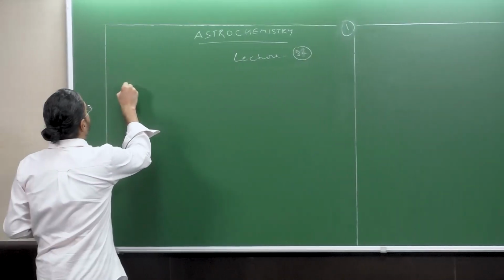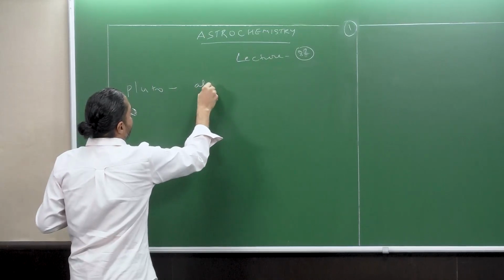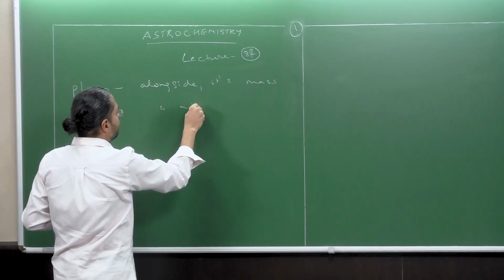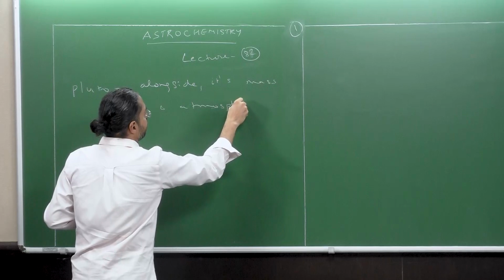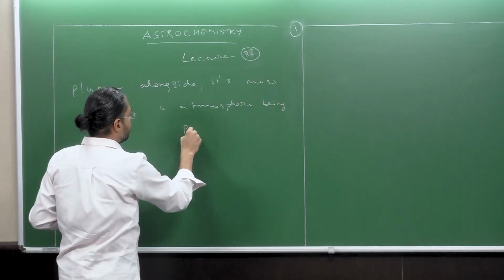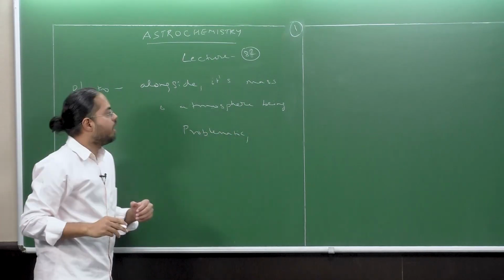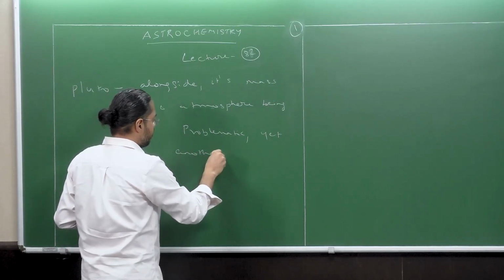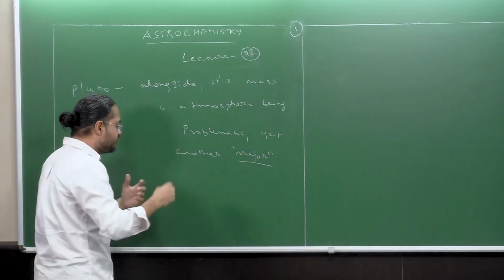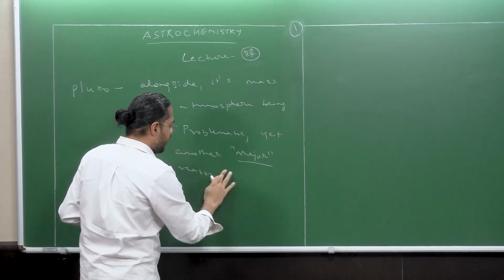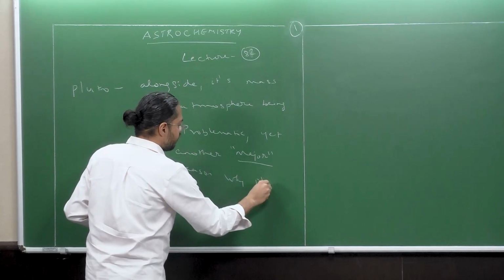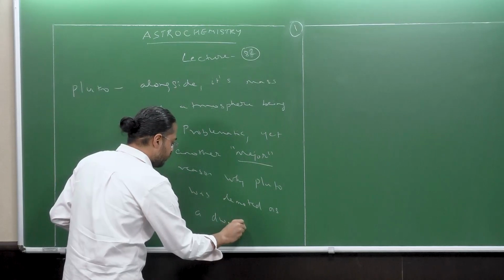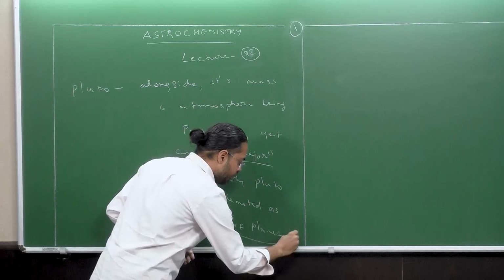It is that alongside its mass and atmosphere being problematic, there is yet another major reason why Pluto was demoted as a dwarf planet. See, I told you, right?